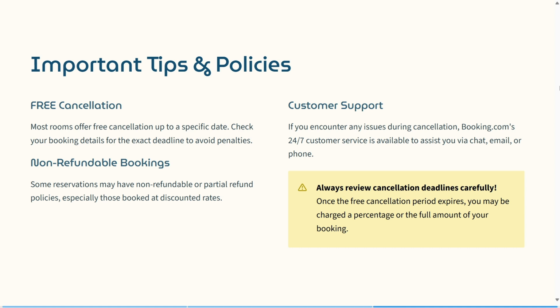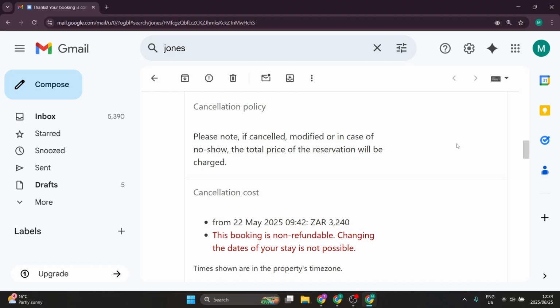And then once the free cancellation period expires, the last thing to remember is you may be charged a percentage of or the full amount of your booking. All right, so let's have a look at that email. You will receive an email that looks like this, and this is one of my past reservations. And the cancellation policy says, "Please note, if cancelled, modified, or in case of a no-show, the total price of the reservation will be charged." So in this case, I was not able to cancel my reservation.